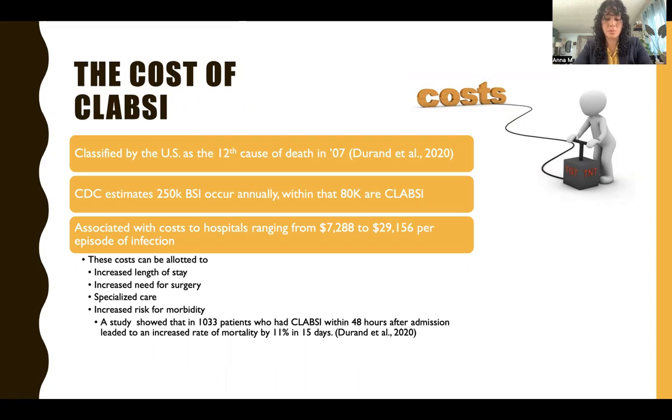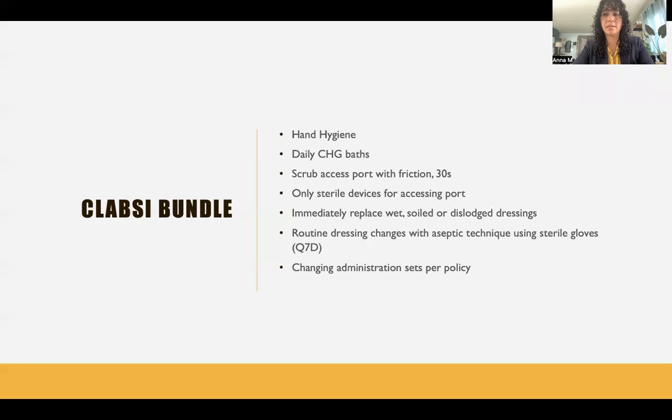Another cost of CLABSI is the patient, so obviously the morbidity. So the CLABSI bundle: a recent systematic review and meta-analysis of CVC infection prevention. This study indicated that implementing care bundles and/or checklists with prevention or care of your central lines appears to yield stronger risk reductions than interventions that did not contain a checklist for employees to follow.